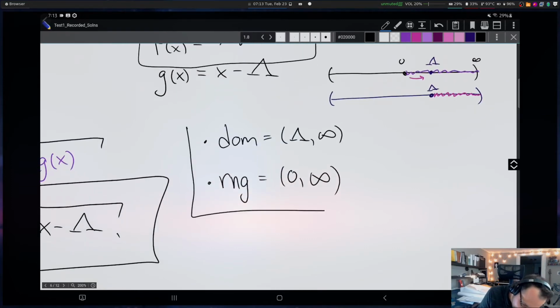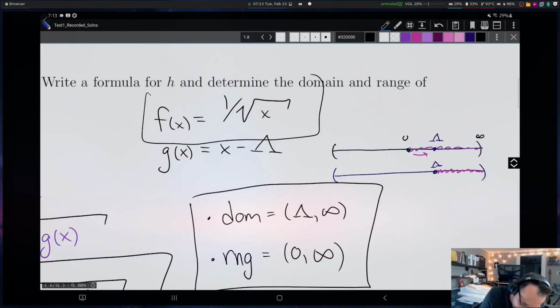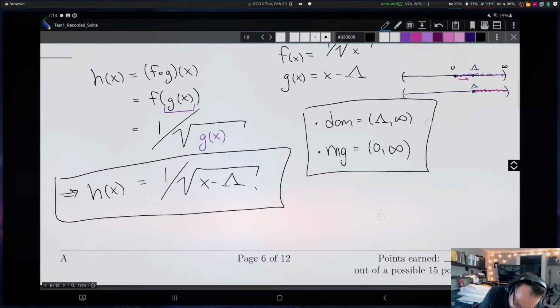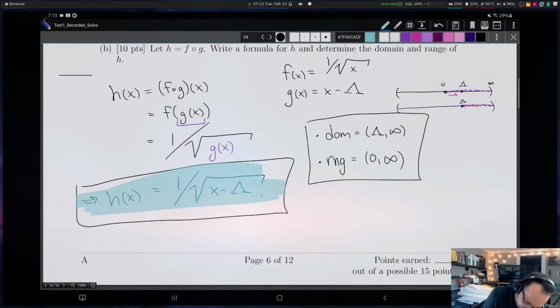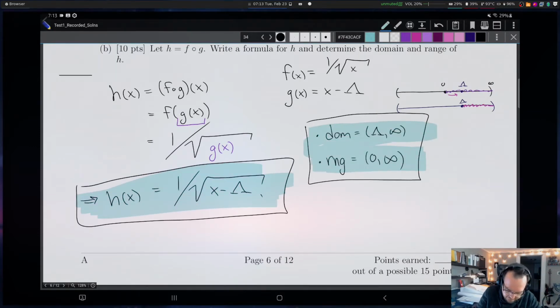Okay, and I need to box that as well because that was part of what they were asking for in the question, a formula for h and the domain and the range. And now I'll just go ahead and highlight that for extra measure so that they know this was the intended answer to the question.